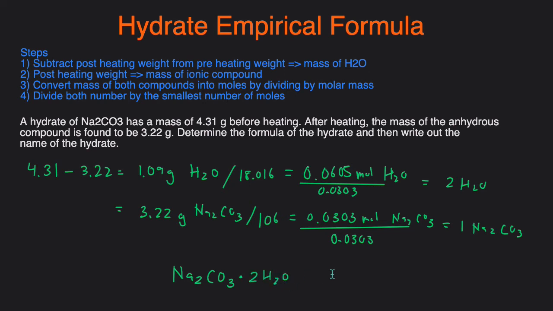And the name for this would be sodium carbonate dihydrate. The di is because that's the prefix for two. If it was three, it would be trihydrate. If it was one, it would be monohydrate. And that's it. That's how you can determine the empirical formula of a hydrate.